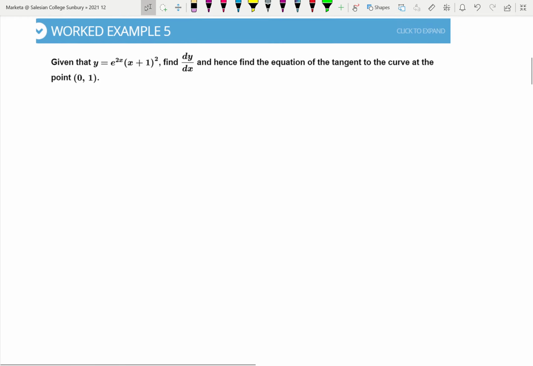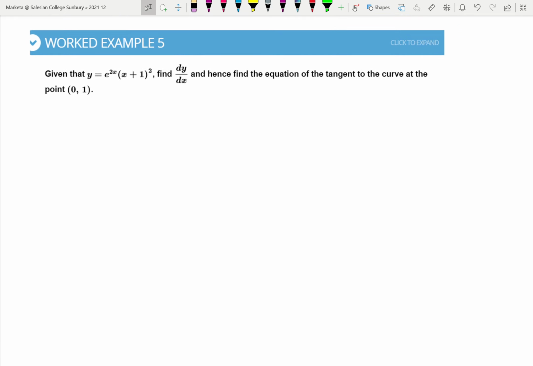Going to the next one. So here we are finding the equation of the tangent to the curve at a point. So we know what a tangent is. A tangent is y equals mx plus c. And of course, we're going to need the gradient, and to do that we need a gradient function. So let's do a gradient function.